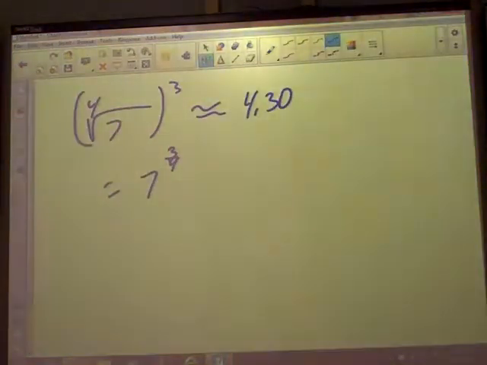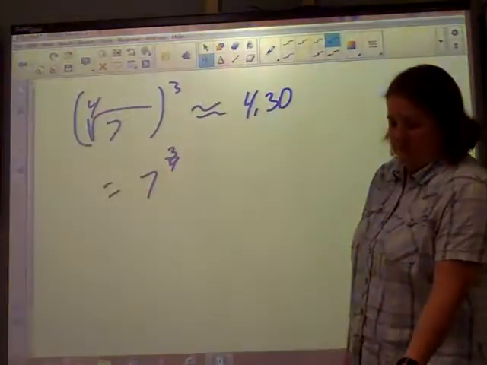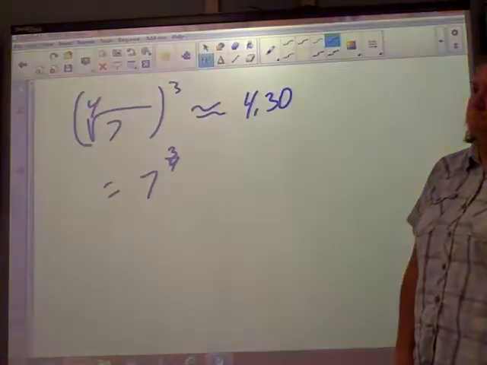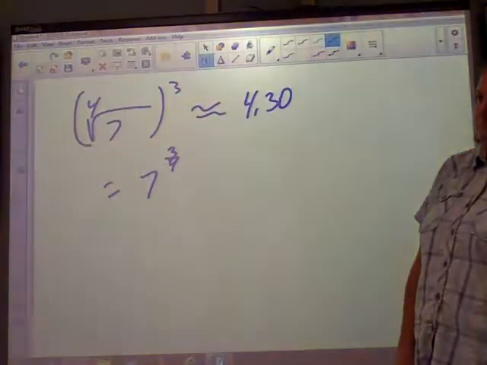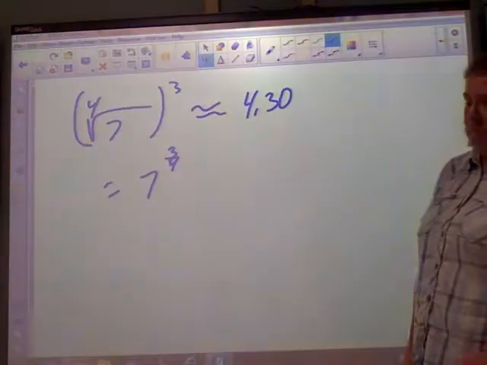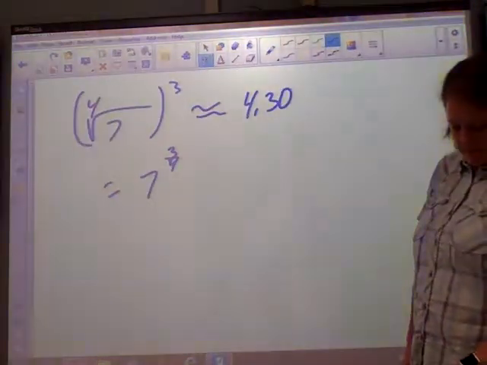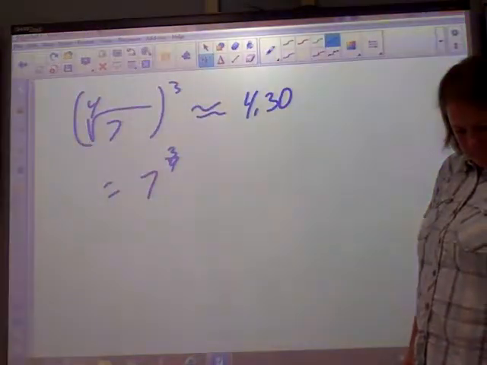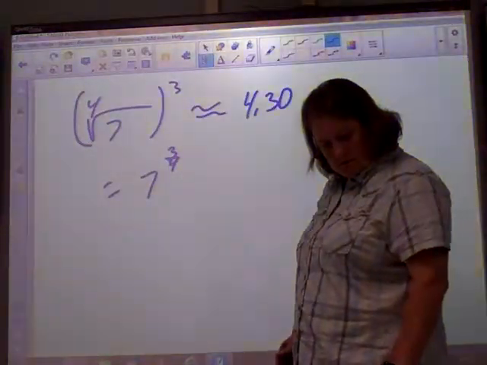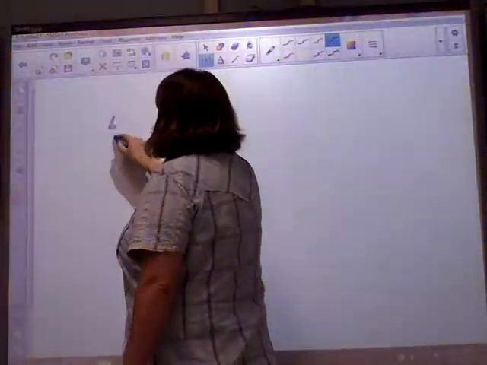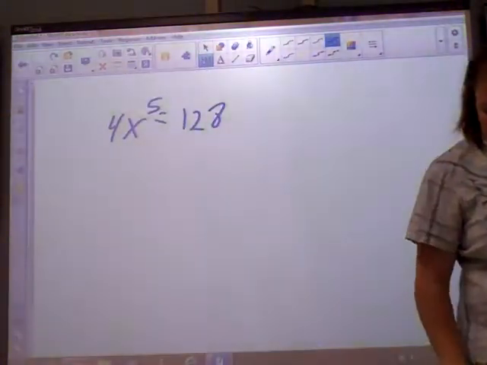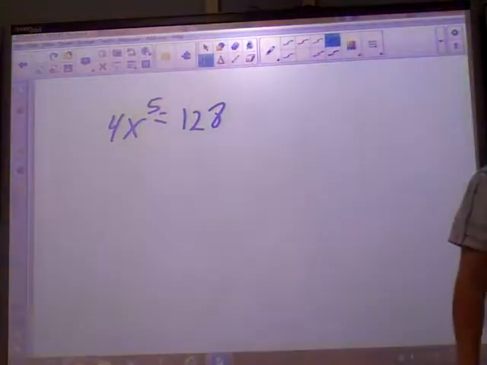Okay, I figured out a trick. You know how it only goes up to 3 if you hit math and scroll down? Instead of having to click the number in, just pick the 3, then put your cursor on the 3 and put whatever number you want up there, 4, 5, 6, or 7. Alright, now we've got 4x to the 5th equals 128.